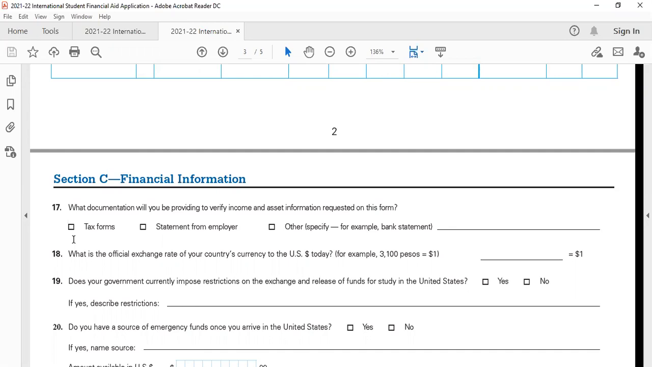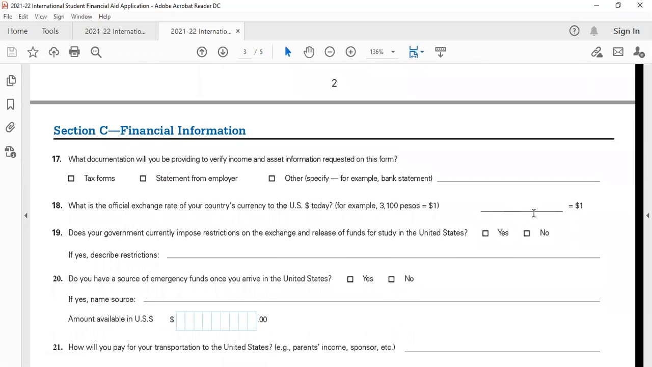Question number 18 is a pretty straightforward question which asks you what's the exchange rate. So when I'm making this video, the exchange rate is 74 rupees is equal to $1. That's what you can mention here.